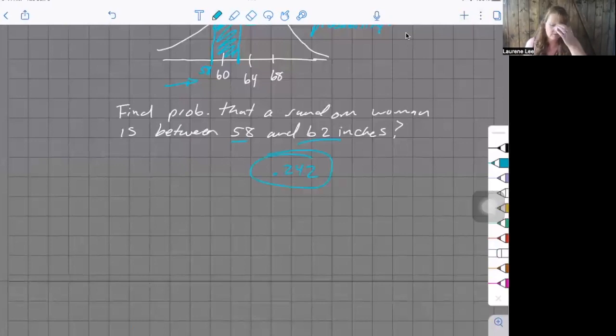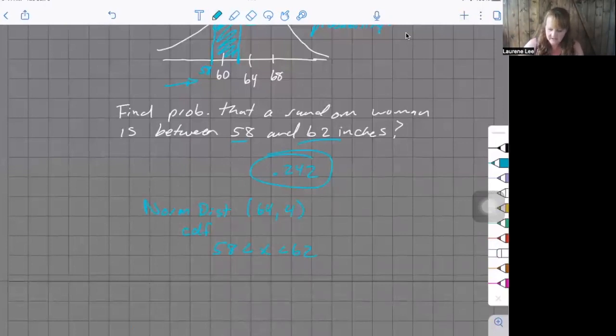So I would say if I was going to try to communicate what I did, I'm going to say you're going to do normal distribution, and you're doing your mean, which is 64 and 4, and then you're doing your CDF is between 58 and 62. So that's what we entered on the calculator.